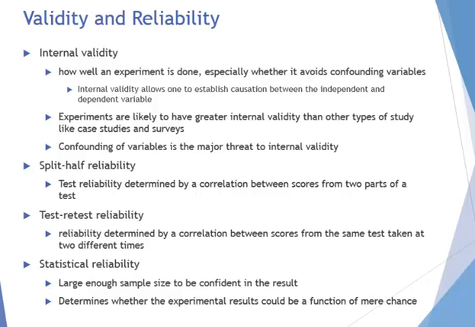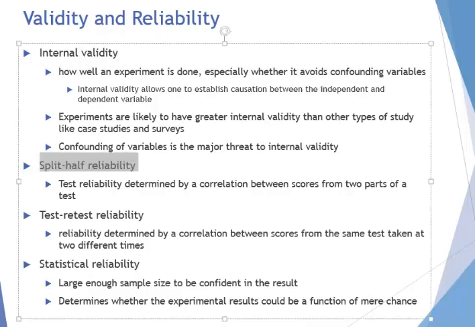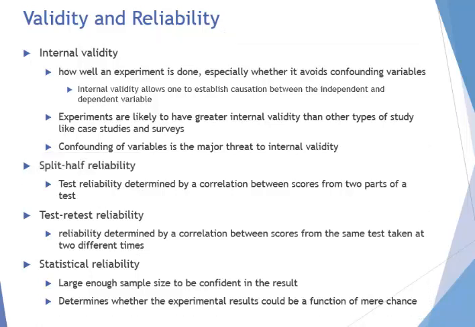Surveys, you have issues of people giving answers that improve their own image, social desirability, like we discussed before. Split half reliability is test reliability that's determined by a correlation between scores of 2 parts of a test. Really, split half reliability is usually used when you're talking about tests or surveys. It doesn't really apply when you're talking about experiments.